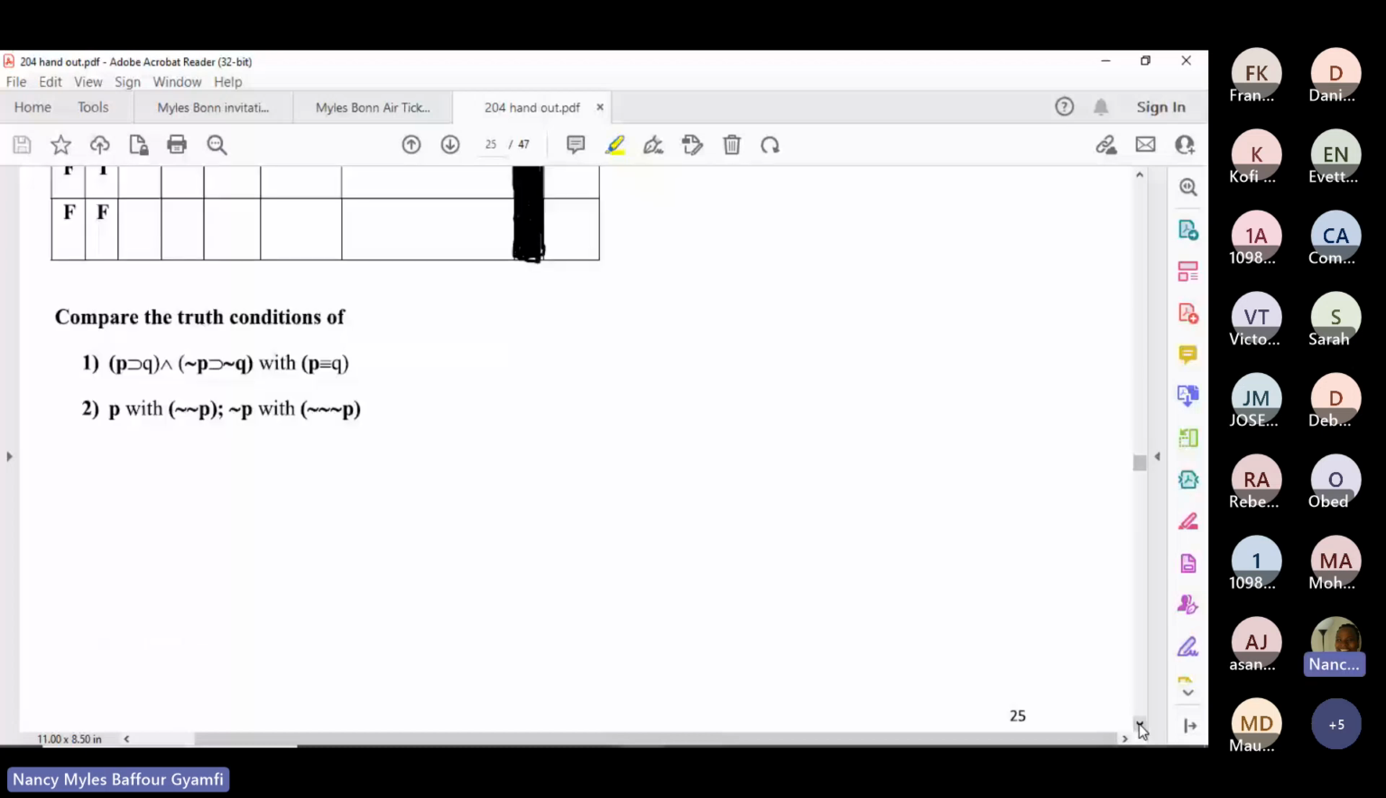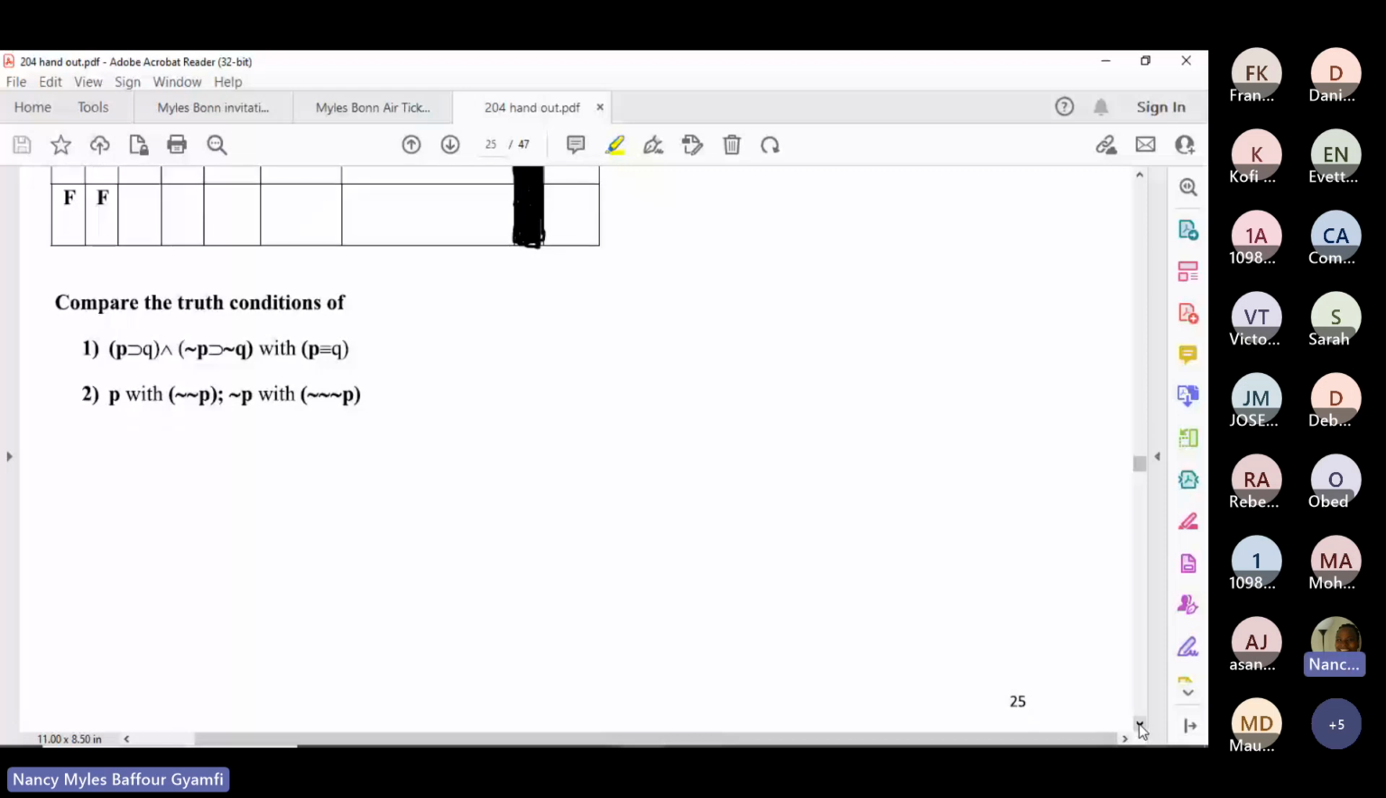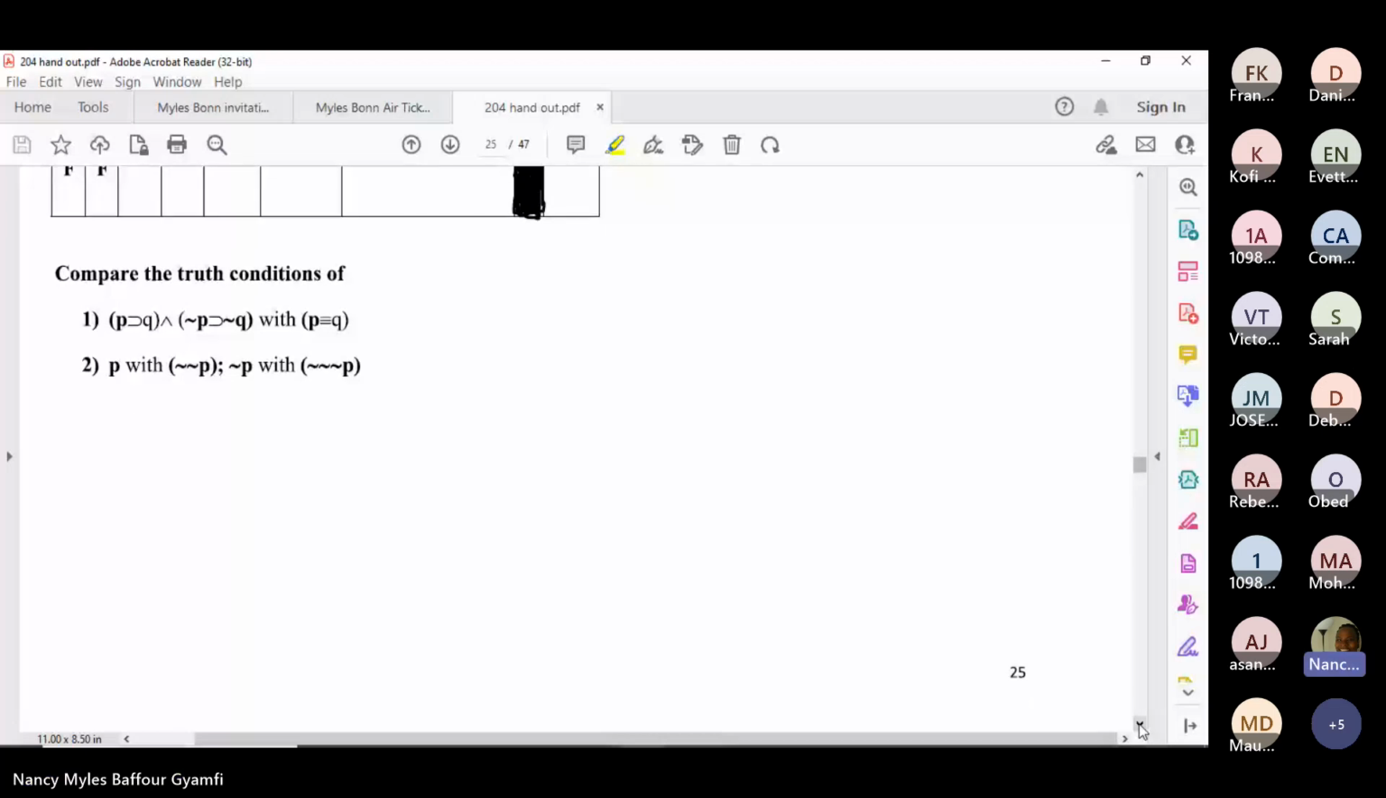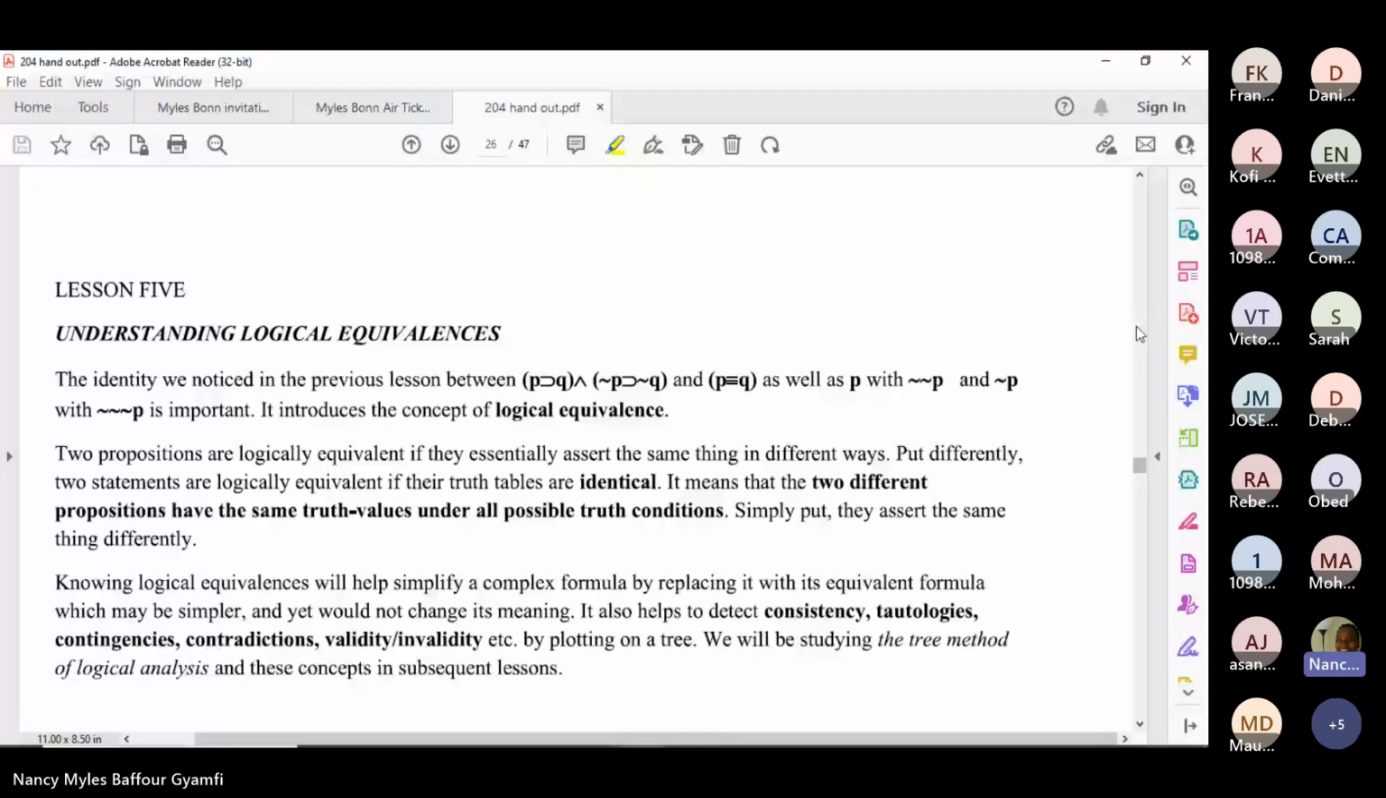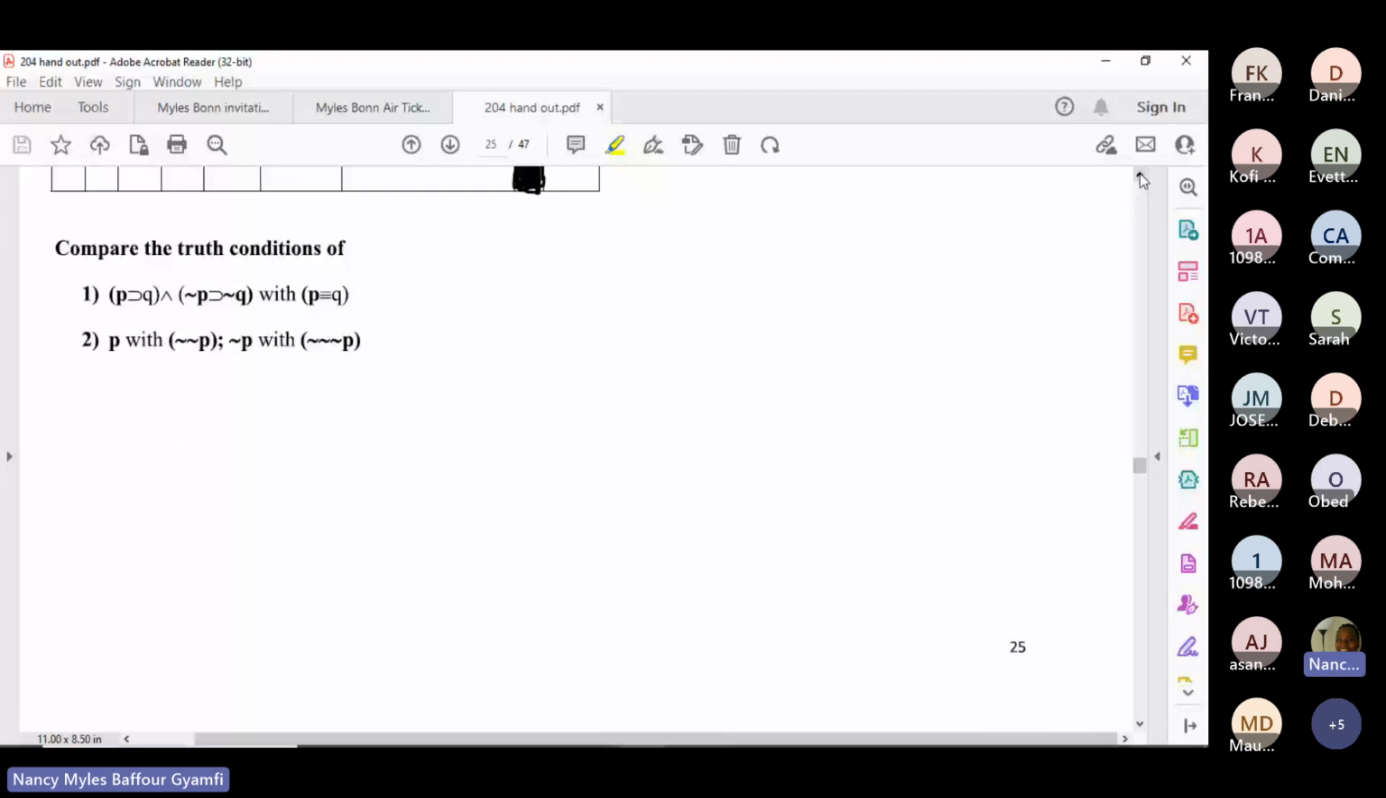Look on my screen now. By what rule will you equate? Look at the example, something labeled one over there. I asked you to compare the truth conditions of the following argument. P conditional Q, all in brackets, conjunction, not P conditional not Q, bracket close. I said compare that formula to your left with P biconditional Q. They will be equivalent. Which rule of equivalence makes them the same?